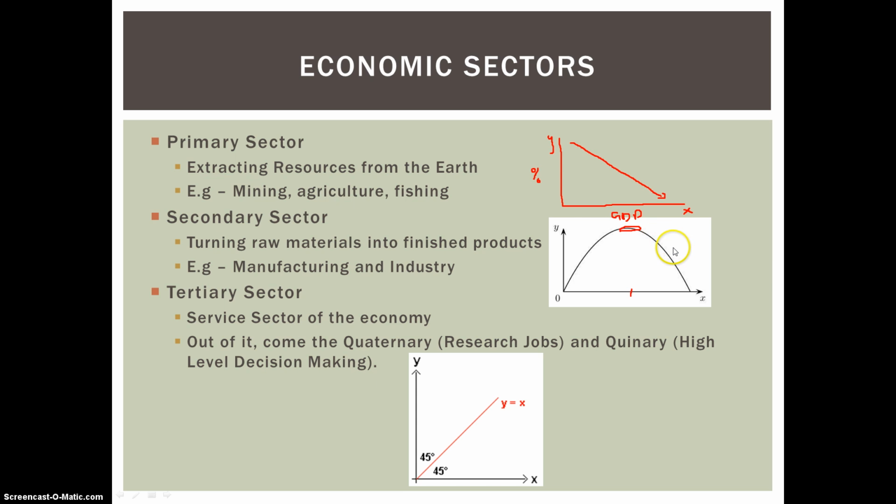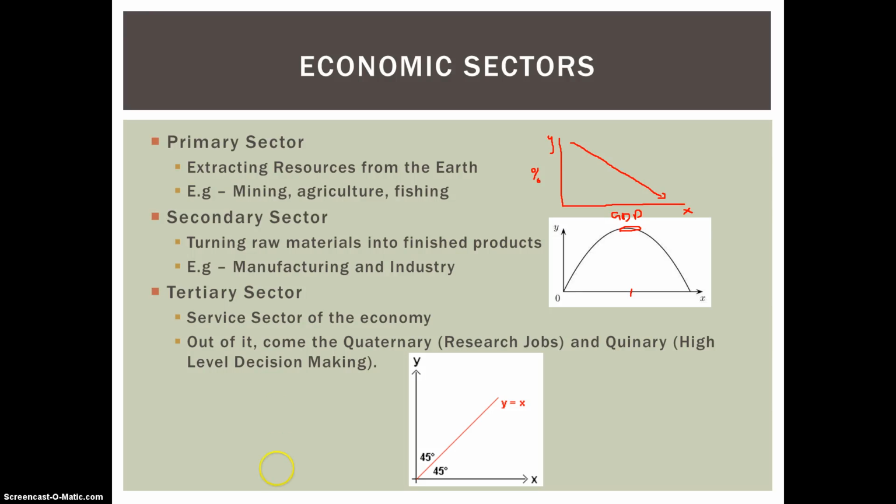But then as we go on, more people will do just like what they did to the primary sector and leave the secondary sector in favor of better jobs in the tertiary sector. And finally, we have the tertiary sector, which is the service sector of the economy, and out of it come the quaternary and the quinary sectors of the economy. Quaternary is research jobs, and quinary is the high level decision making, which is basically CEOs and people who don't actually do much in terms of the other sectors, but they make high level decisions that affect all of the other sectors.